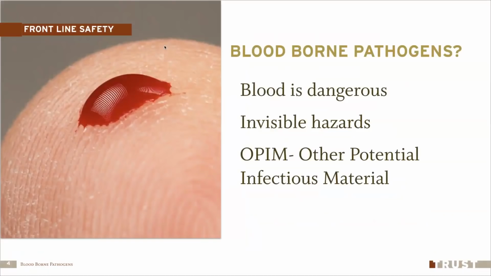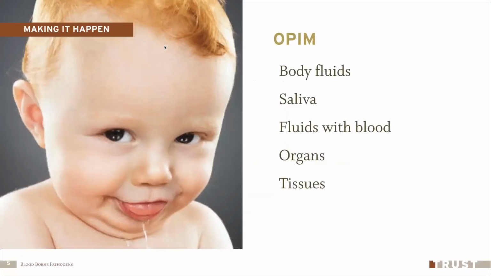There's this other topic of other potentially infectious material. There are other types of that, and those are other bodily fluids from other people. It can be in saliva. It can be other fluids with blood in them. Organs, coming in contact with those, or even tissues. If you come in contact with that, you could have a disease transmitted to you. So we'll look at some examples there.